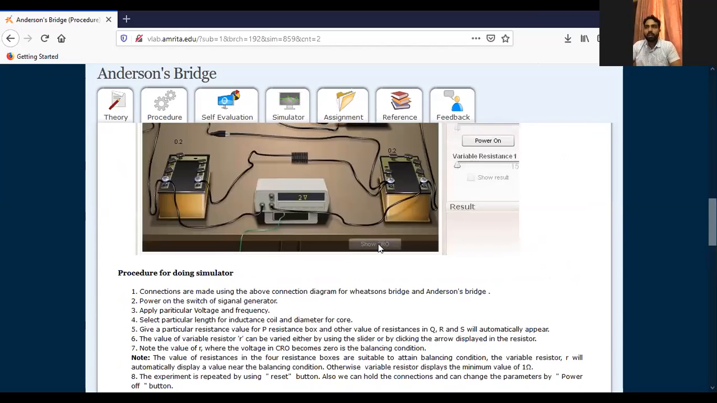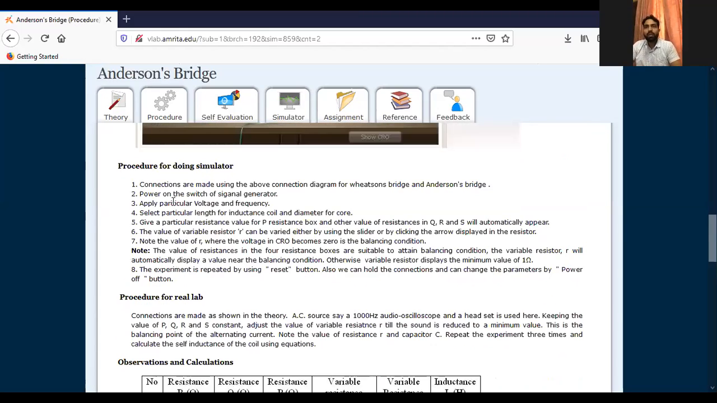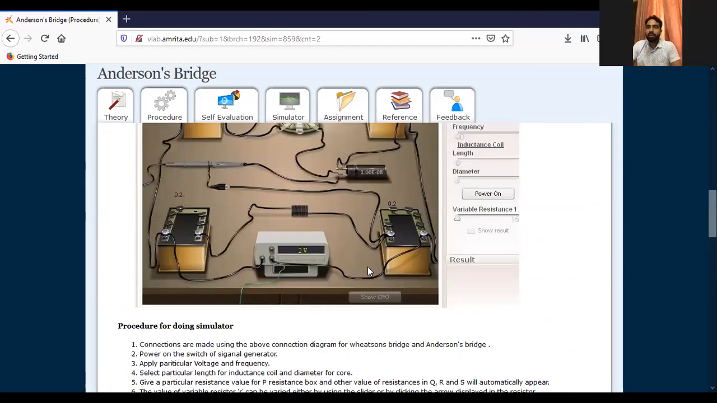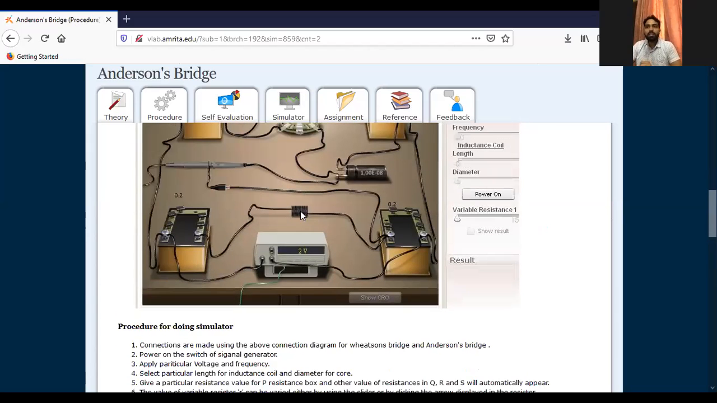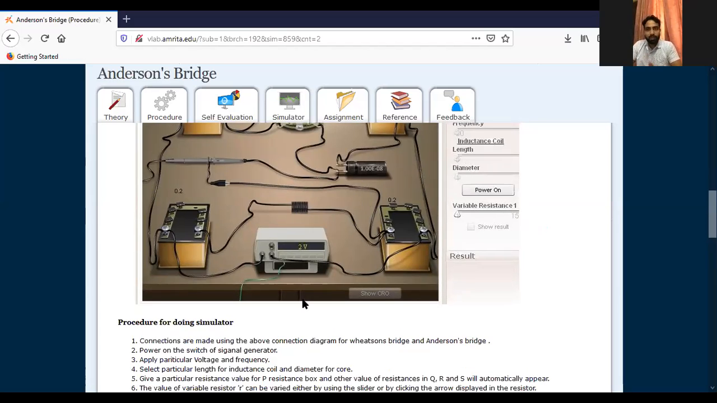Then what we are doing? We are switching power on the signal generator. Power on done here. Then, as the second step, applying a particular voltage and frequency, because if we are providing the power, that means we are giving a signal to it. That signal has a voltage, amplitude, and frequency. Next, a particular length of the inductor coil and diameter. This is a variable inductor, so it can be changed through its length so that it becomes unknown.